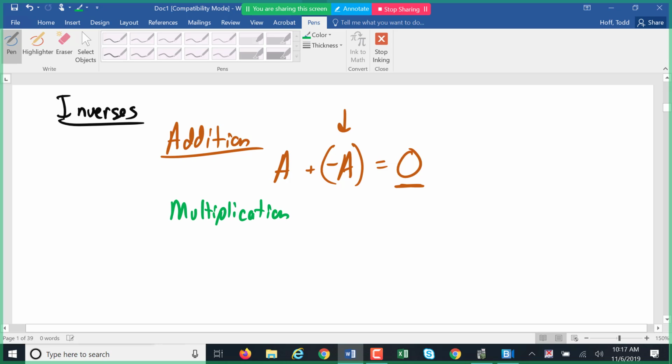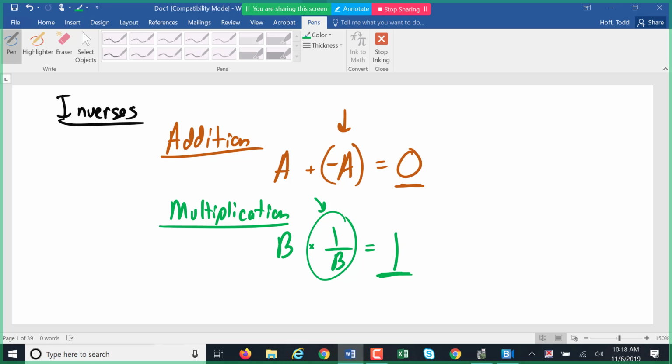For multiplication, if I have b, it's going to be times the reciprocal of b, 1 over b, which gives me 1. Note that 1 was the identity element for multiplication. The reciprocal is the inverse, the multiplicative inverse of b, 1 over b.